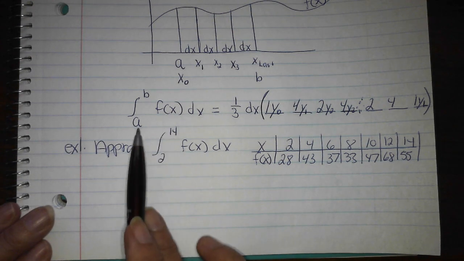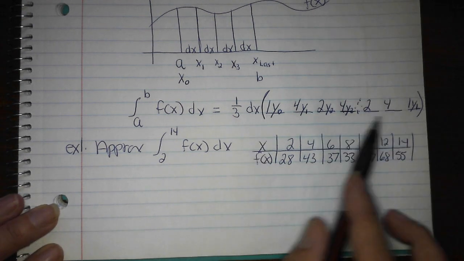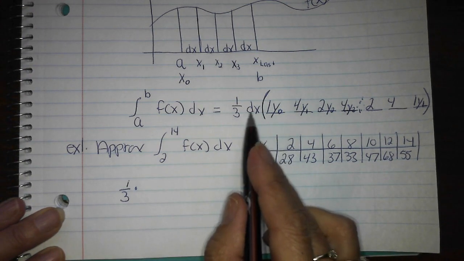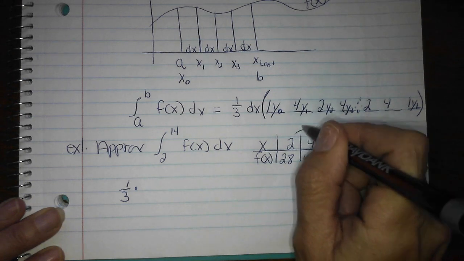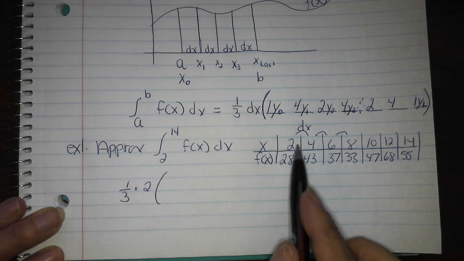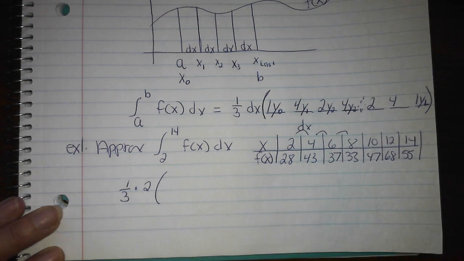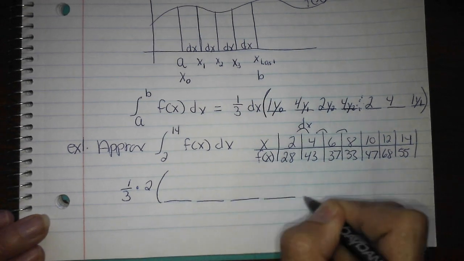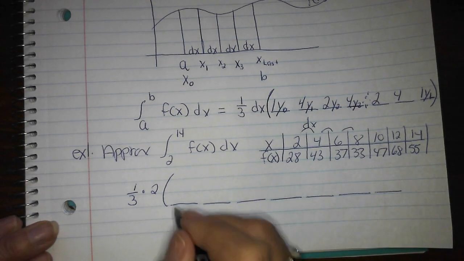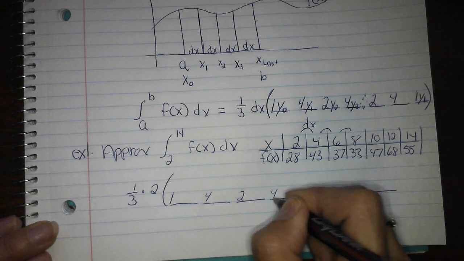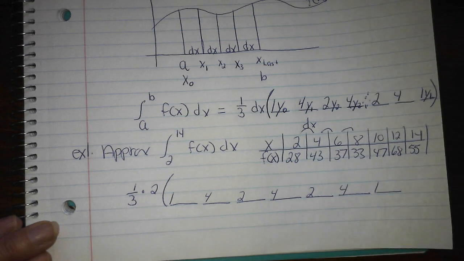To get the area from 2 to 14, I need to just follow this plug and chug formula. It's 1/3 times my dx. How far apart are my x's? My change in x, and I can see that my dx is 2. So times 2. Then it's times this pattern. I've got 1, 2, 3, 4, 5, 6, 7. Remember, I needed an odd number of x's or I wouldn't be able to do it. And now the pattern: 1, 4, 2, 4, 2, 4, 1. And if you can't get it to end 2, 4, 1, you've done something wrong.